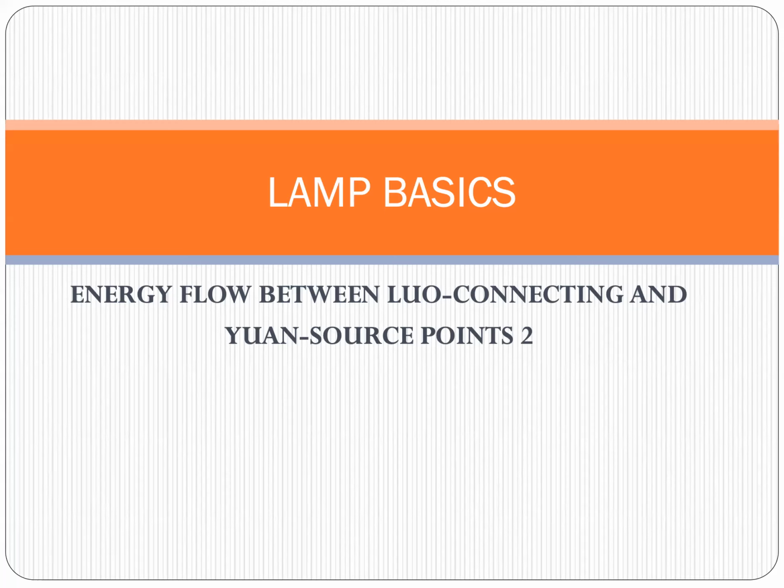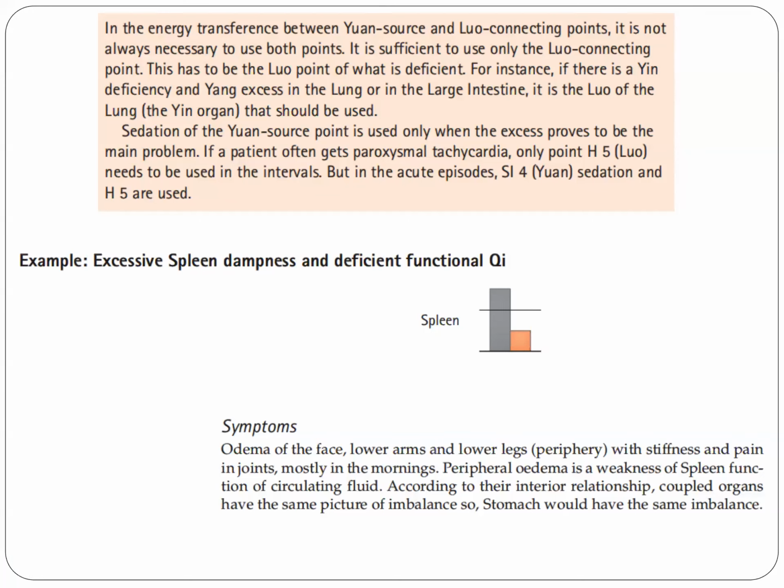Energy flow between luo connecting and yuan source points, part 2. In the energy transference between yuan source and luo connecting points, it is not always necessary to use both points. It is sufficient to use only the luo connecting point. This has to be the luo point of what is deficient.